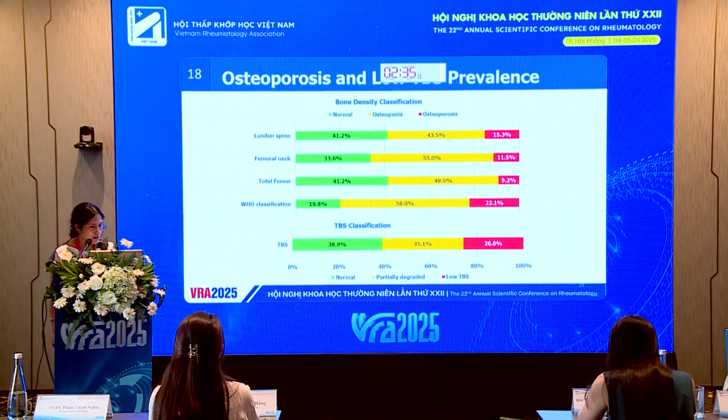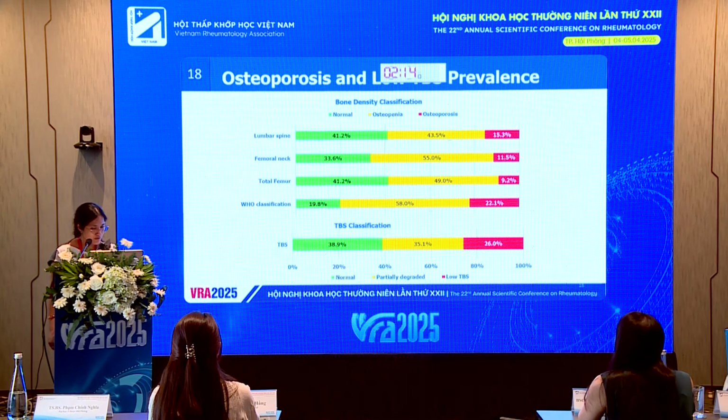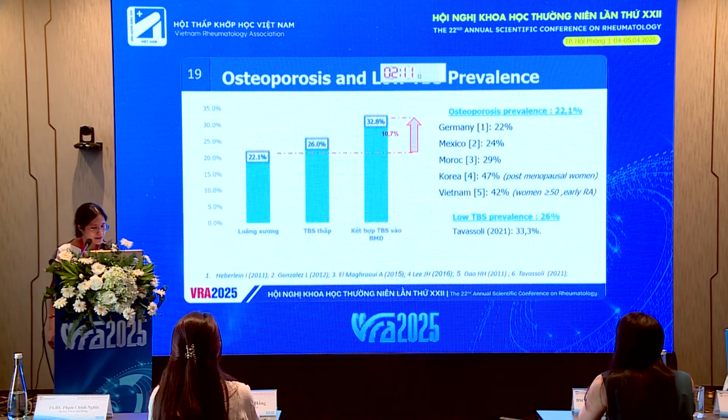This chart shows the bone density classification and TBS classification. In our study, we have 22.1% of patients with osteoporosis by the WHO classification, and 55% who are osteopenic. For TBS, we have 26% low TBS and 35% with partially degraded TBS. And when we combine TBS and osteoporosis, we have 32.8% of patients at high risk, an increase of 10.7% compared to osteoporosis alone.